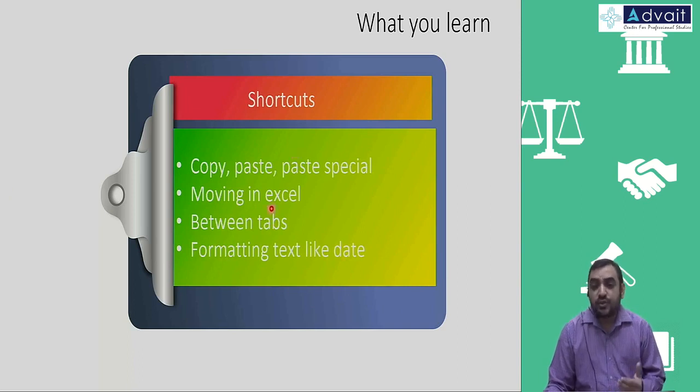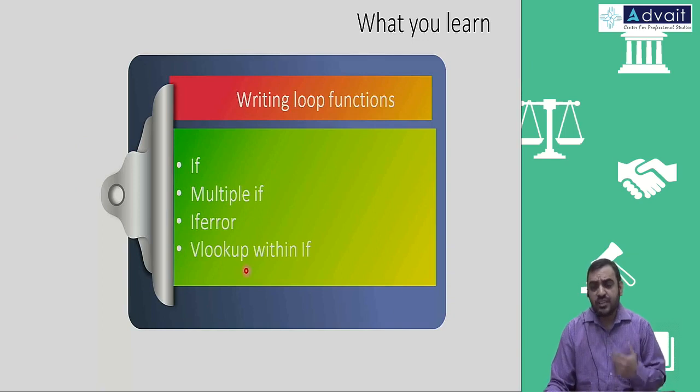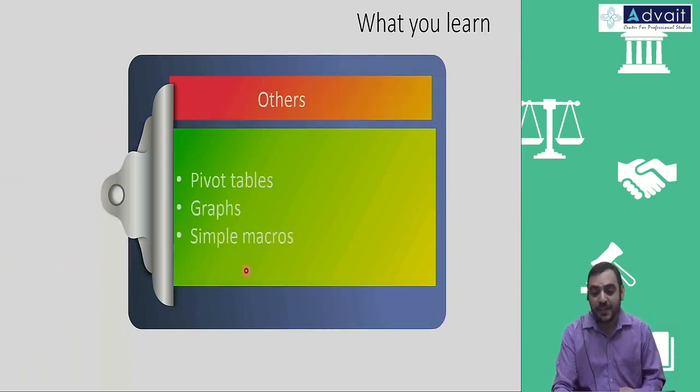Shortcuts, copy paste special, how in Excel to move in a range, how to move quicker using your arrow buttons, page up, page down buttons, and formatting formulas for text formatting purposes. Loop function, IF function, how do we write it? IF is a very basic function in the loop part. In loop, I mean how many IF functions you can make use of, and IFERROR, VLOOKUP within that IF function, that is a combination of various formulas, what is the logic to be built in, and others like simple macros, not complicated, and also pivot tables, and maybe inserting simple graphs.